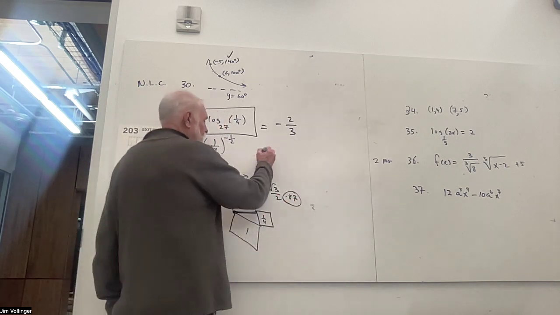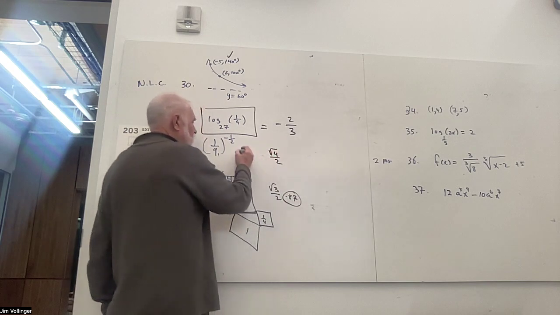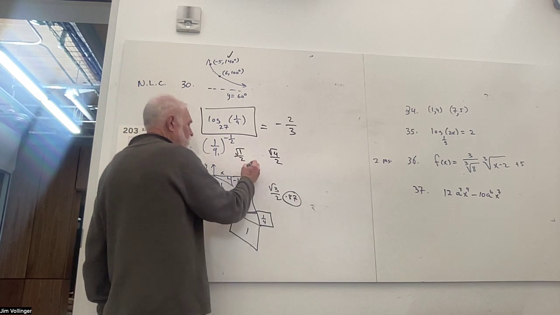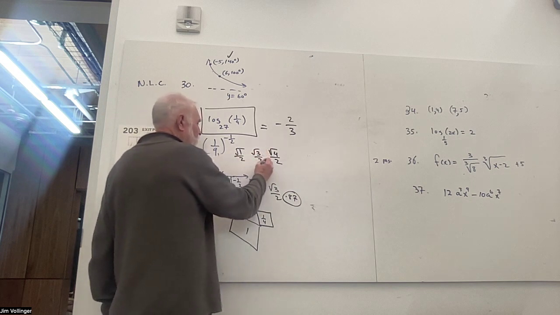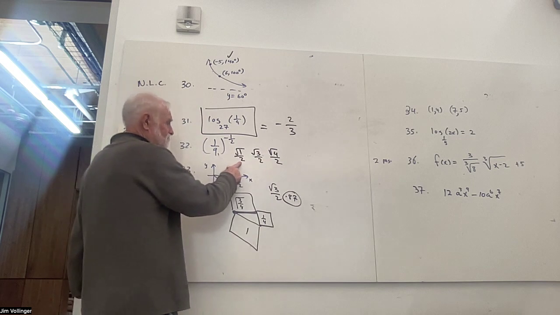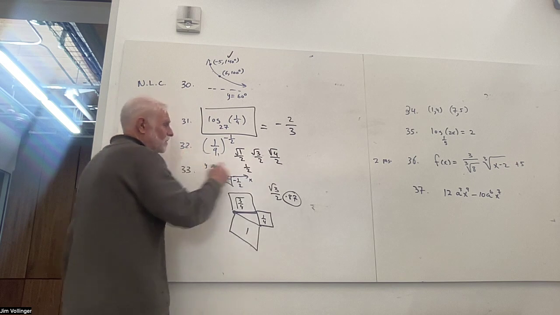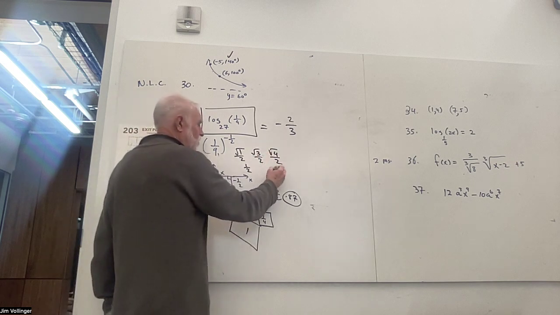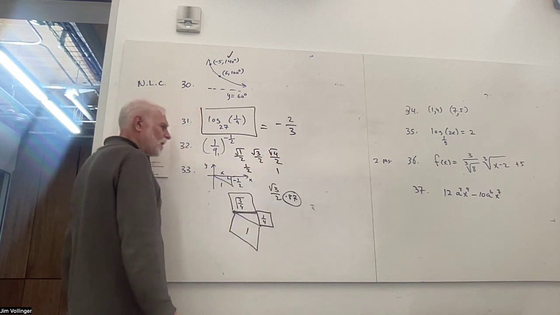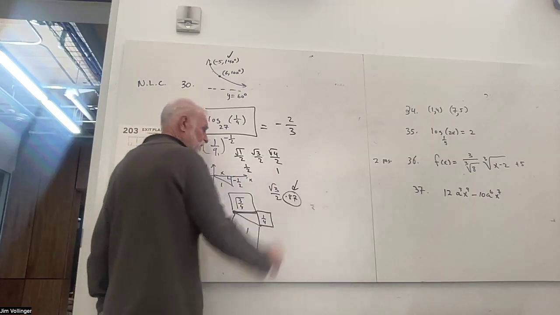Okay, can we agree that the square root of 3/2 is between the square root of 1/2 and the square root of 4/2? The square root of 1/2 is 1/2. The square root of 4/2 is 1. What's a number between 1/2 and 1? Hey, it's believable.